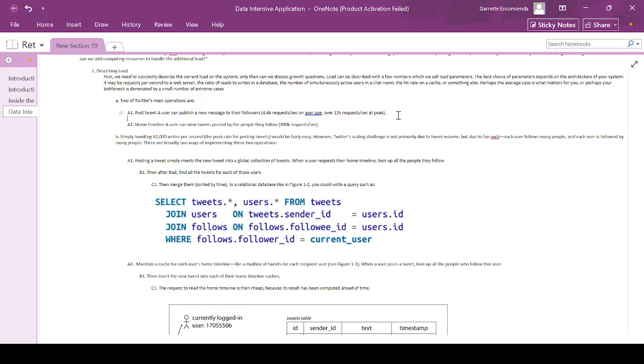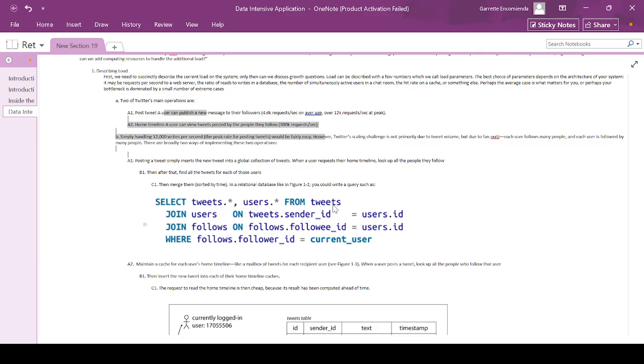So for Twitter, two of the main operations are: first, post tweet, where a user can publish a new message to their followers. That's 4.6 thousand requests per second on average, and over 12,000 requests per second at peak. So that's the worst case scenario.